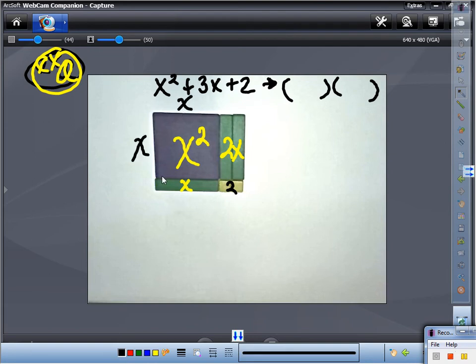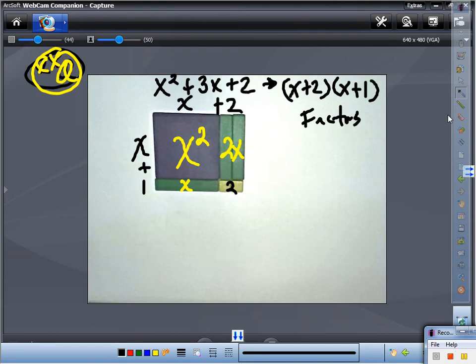So what does this side measure then? X. Question. X times what gives me 2x? X times what gives me 1x? Or in other words, what is the measurement of this little piece right here? 1 plus 1 is 2. This one is 1. So my factors are x plus 2, x plus 1. Factors.